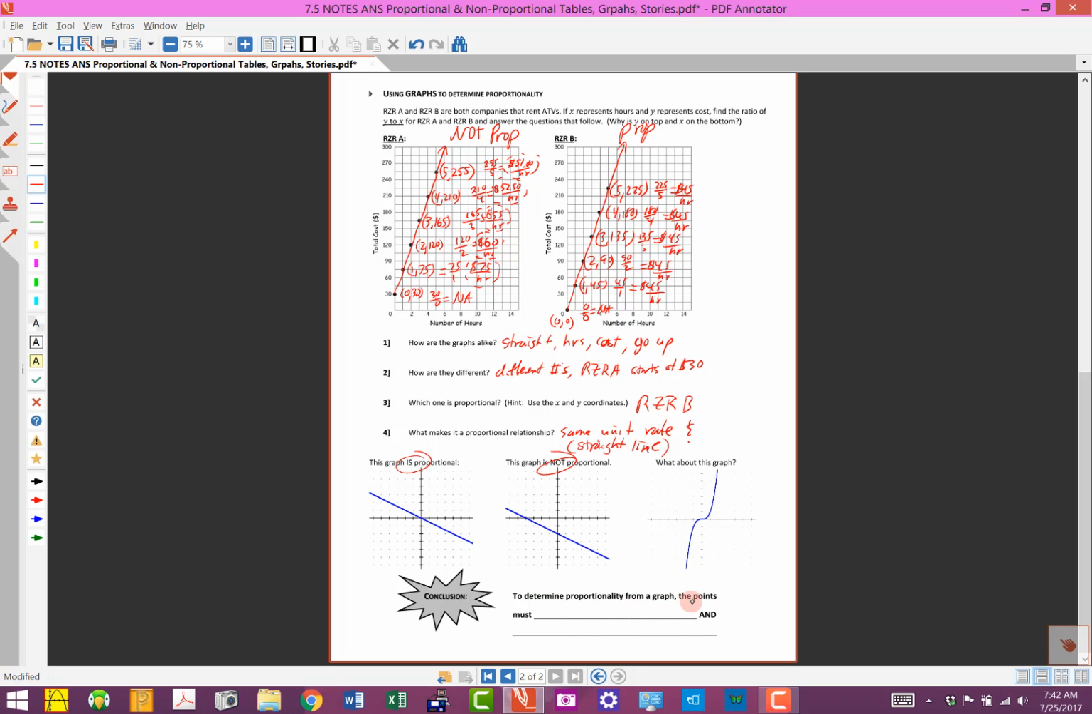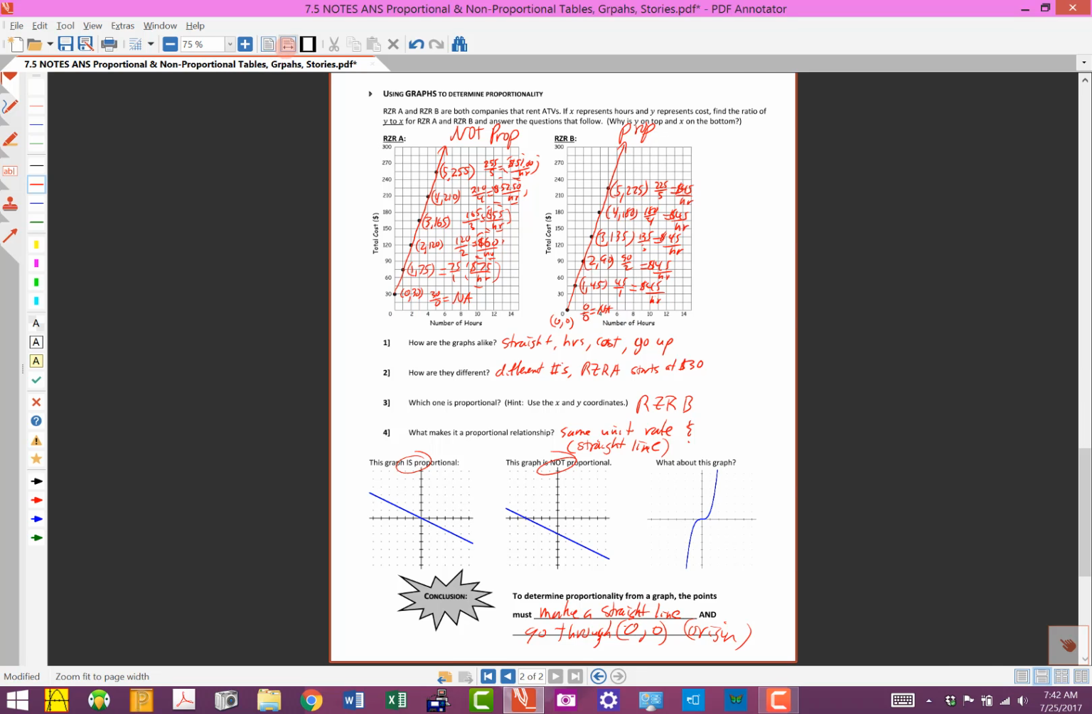So to determine proportionality from the graph, the points must make a straight line, that's one thing, and go through 0, 0. They've got to go through what we call the origin. Okay, I'll put that in parentheses. They've got to go through the origin. Okay, go through the center, 0, 0. So this is a straight line, but it doesn't go through 0, 0. This is a straight line, and it does go through 0, 0. That's what makes it proportional. Straight line goes through the 0, 0, so that's why it's proportional. Straight line doesn't go through 0, 0.